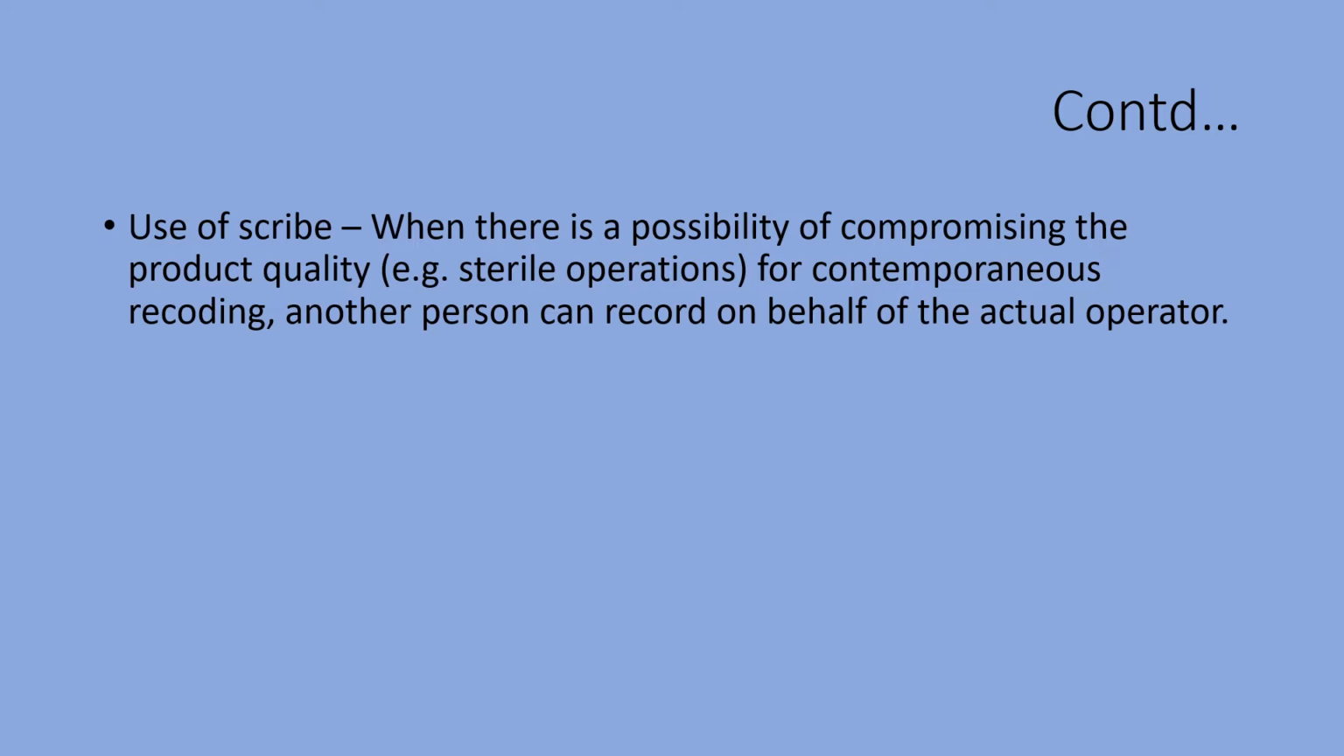Use of Scribe. When there is a possibility of compromising the product quality, example, sterile operations for contemporaneous recording, another person can record on behalf of the actual operator. A scribe is the one who records on behalf of the actual participant. This is allowed only when there is a potential for the product quality compromised. Typical example is sterile operation. The operator may not be in a position to intervene for recording contemporaneously. That means at the time of actual operation. In such cases, a scribe is allowed to record contemporaneously.